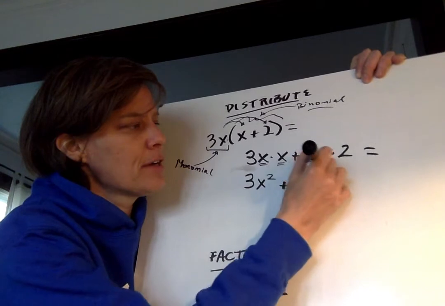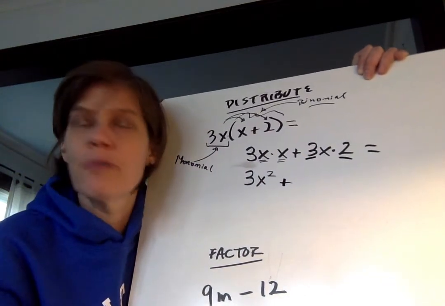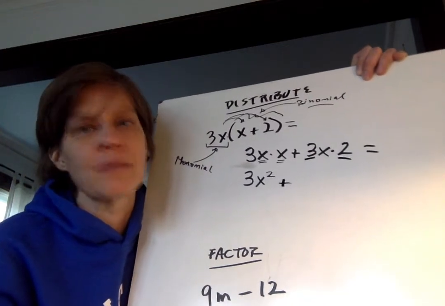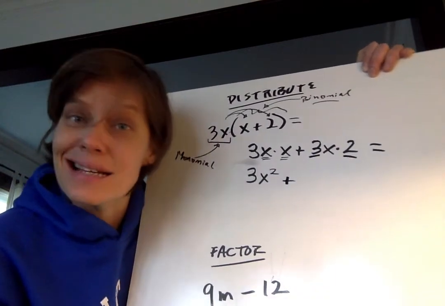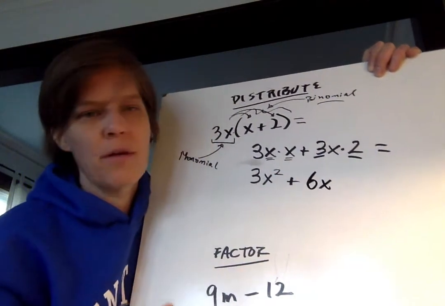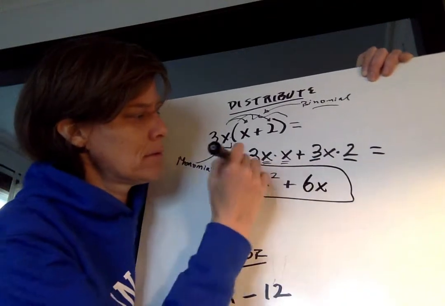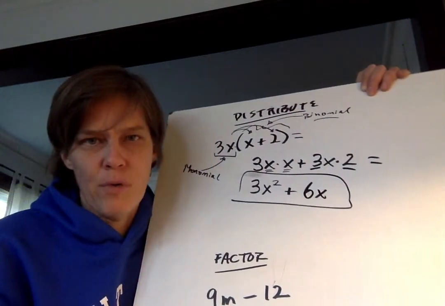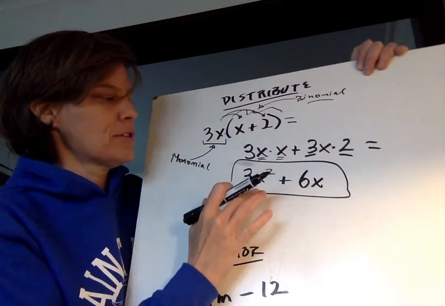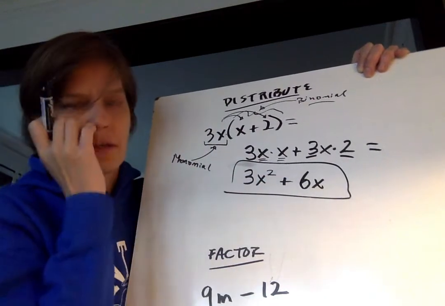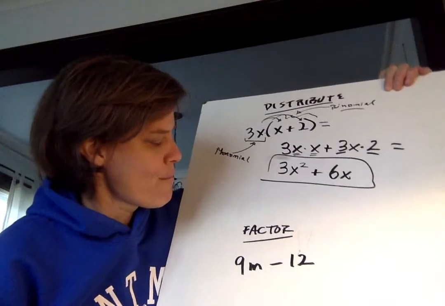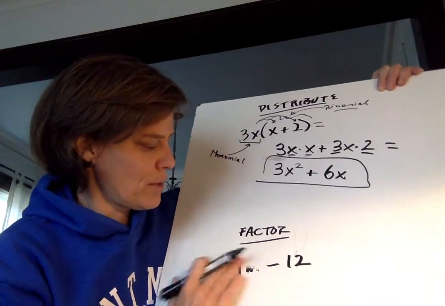Plus, because of the commutative property of multiplication, you can multiply these in any order. So instead of saying 3 times x times 2, you could say 3 times 2 times x. And 3 times 2, we know what that is. It's 6. And then we're left over with an x. And that's what happens to this distributed. So 3x times x is 3x squared. 3x times 2 is 6x. Now, we're going to wait on factoring for a second.